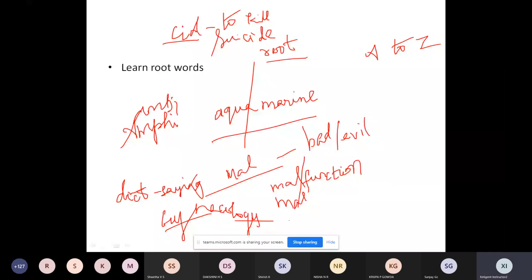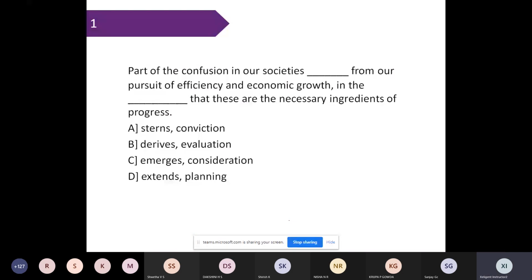Now we are moving to the questions part. Part of the confusion in our society is blank from our pursuit of efficiency and economic growth, in the blank that these are the necessary ingredients of progress. First, I want you to guess the answer by yourself. Read the question, understand it, and guess the answer by yourself, and then go for the options. It can be a simple guess. What is a guess word?